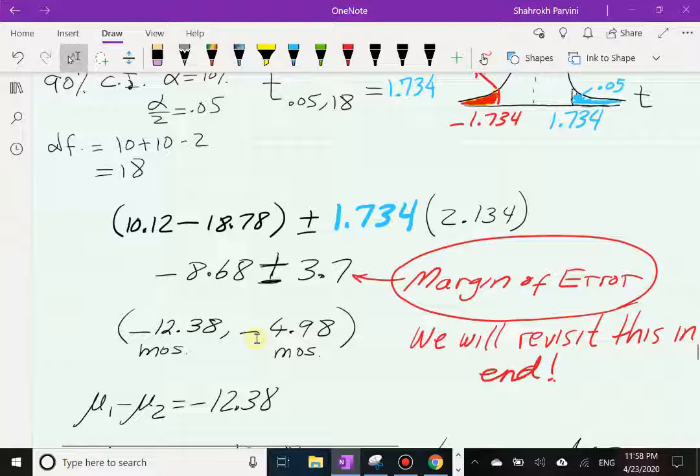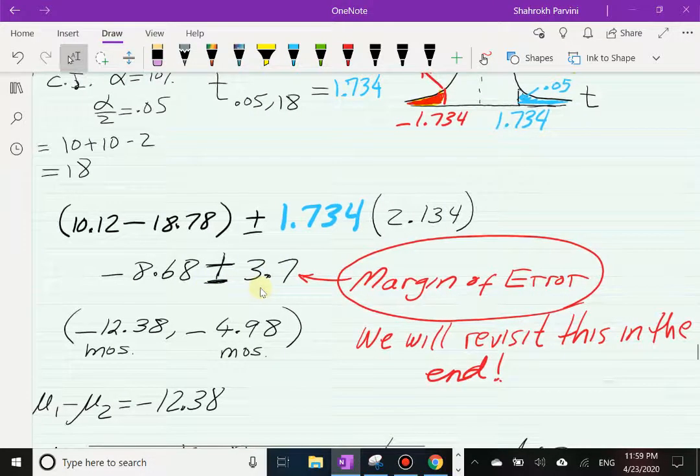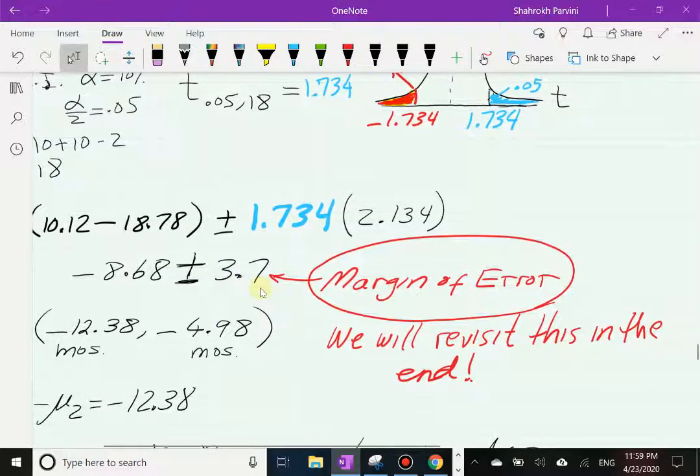Okay, now this is, remember, what's to the right of plus minus is our margin of error. Now we'll revisit this in the end. I'm going to try to interpret that for you. That's what I mean. We'll revisit this in the end. It is the margin of error.